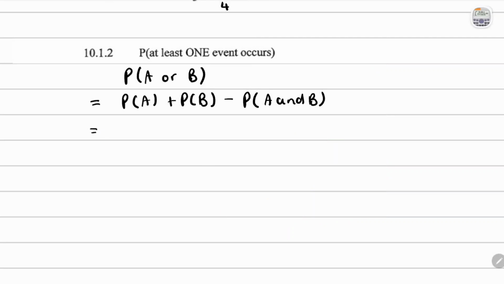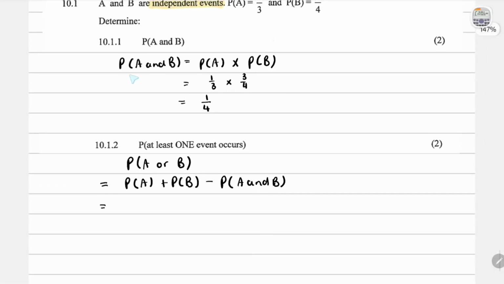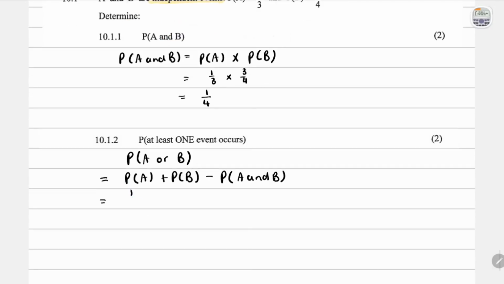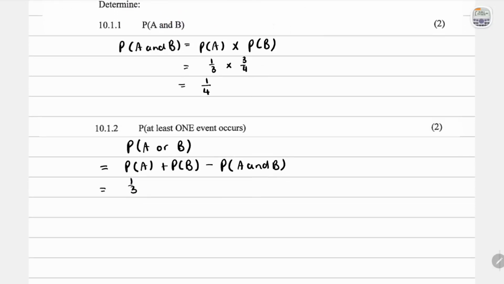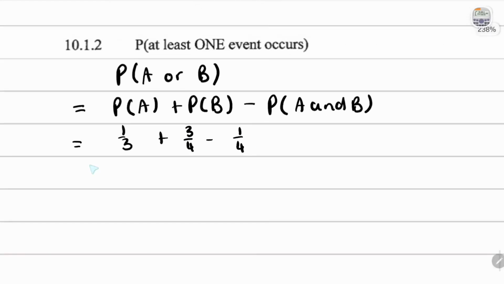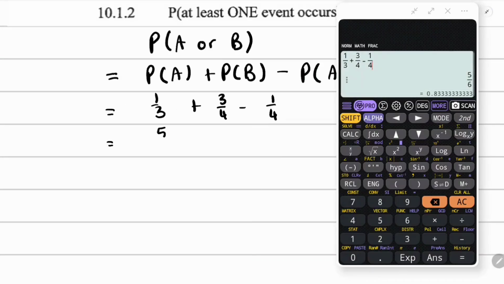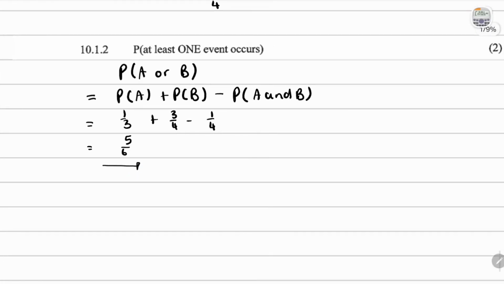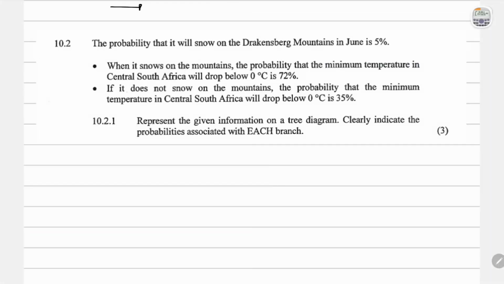Okay, so this is equal to, and we have these calculations. We have A and B over here. A is 1 over 3 and B is 3 over 4. So plus 3 over 4 and then minus 1 over 4. And that would be our answer. Just to save time, we put that on the calculator and that is 5 over 6. And that is the probability that at least one event occurs.